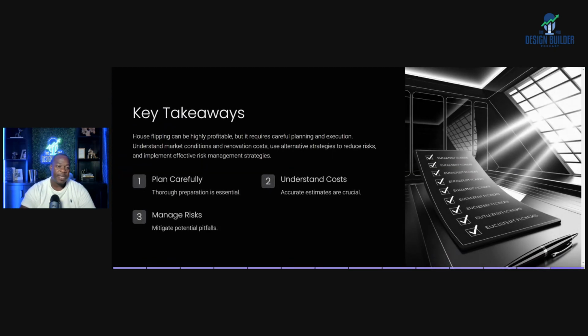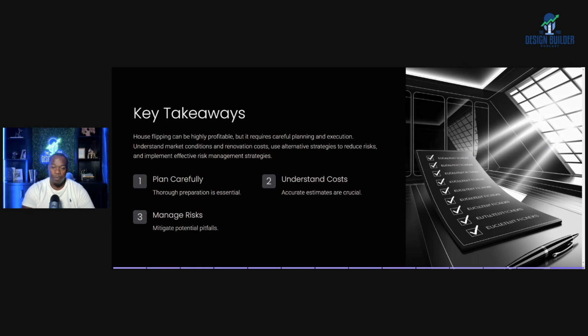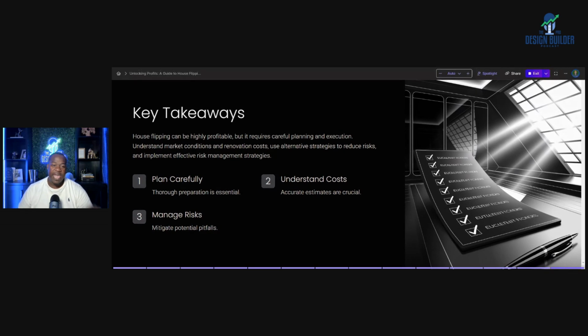Key takeaways. House flipping can be highly profitable, but requires careful planning and execution. Understand market conditions and renovation costs. Use alternative strategies to reduce risk and implement effective risk management strategies. Plan carefully. Thorough preparation is essential. Manage risk, mitigate potential pitfalls, understand costs. Accurate estimates are crucial. And that's going to be lesson one. As long as you understand exactly what a house flip is and what a house flip isn't, you'll be very successful.